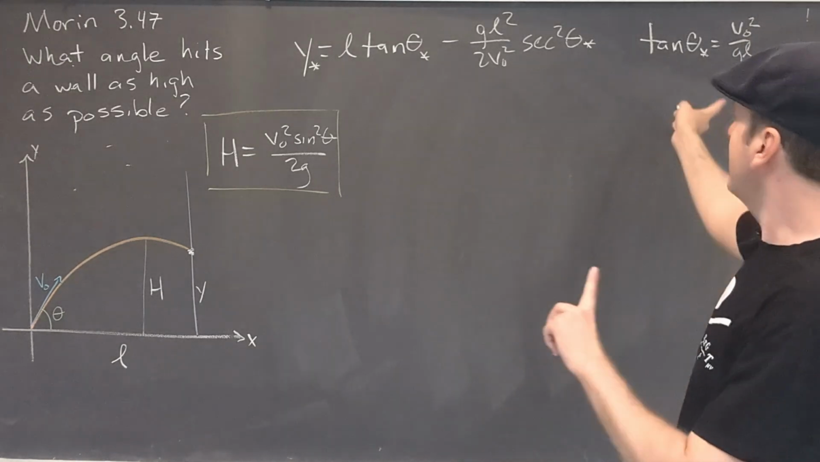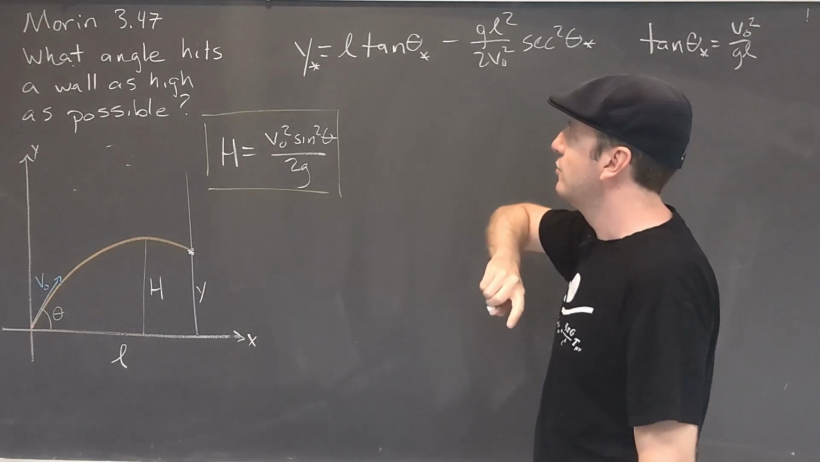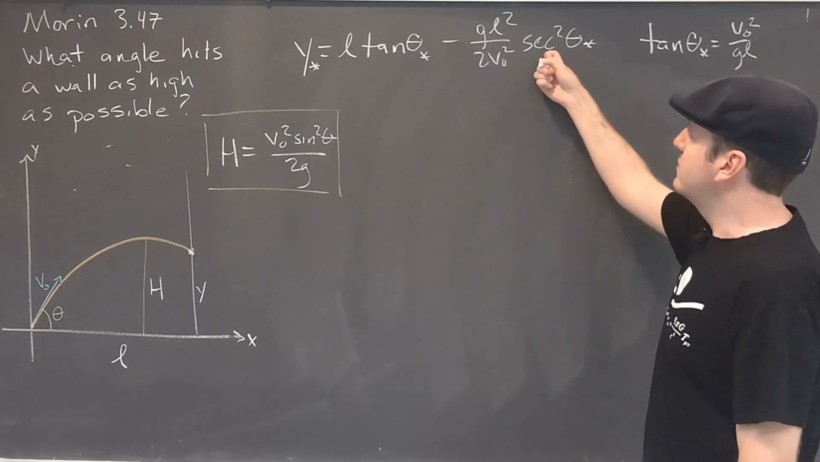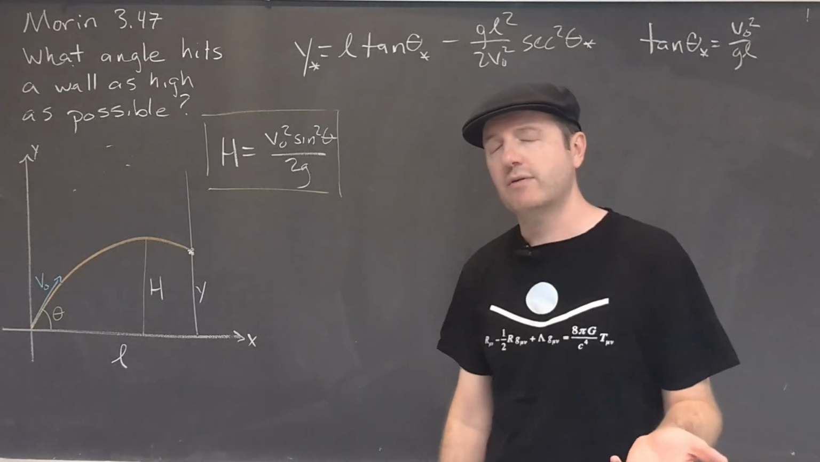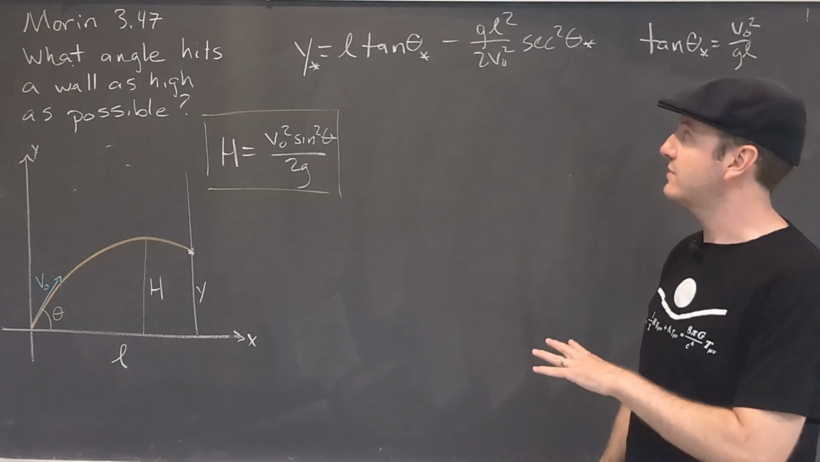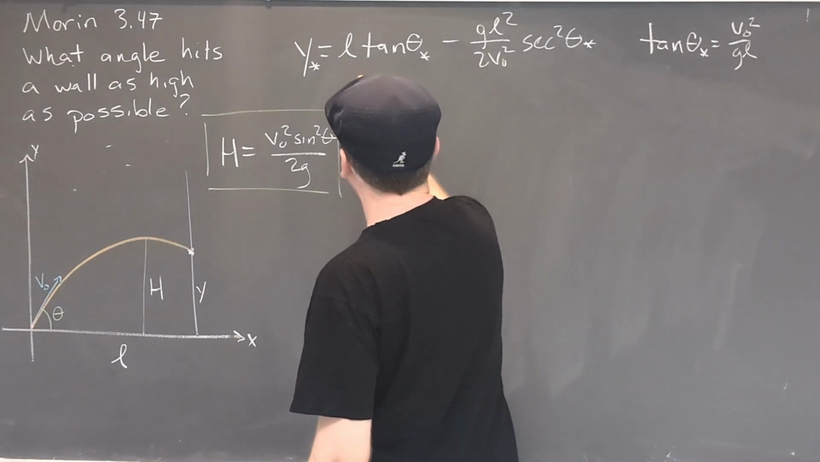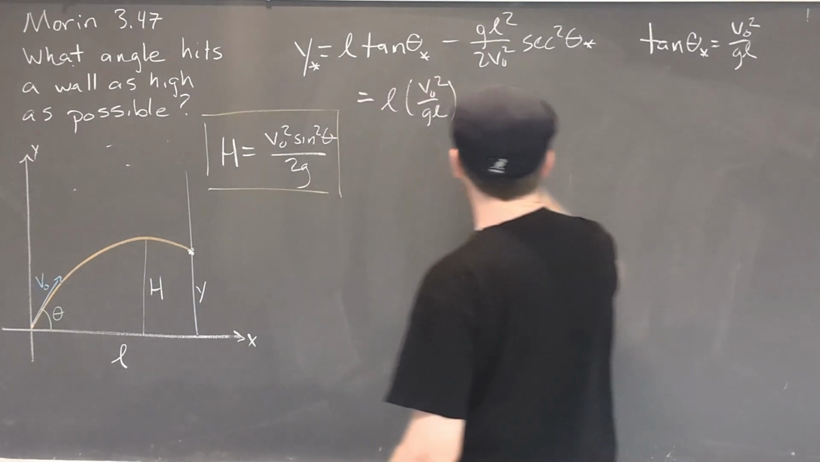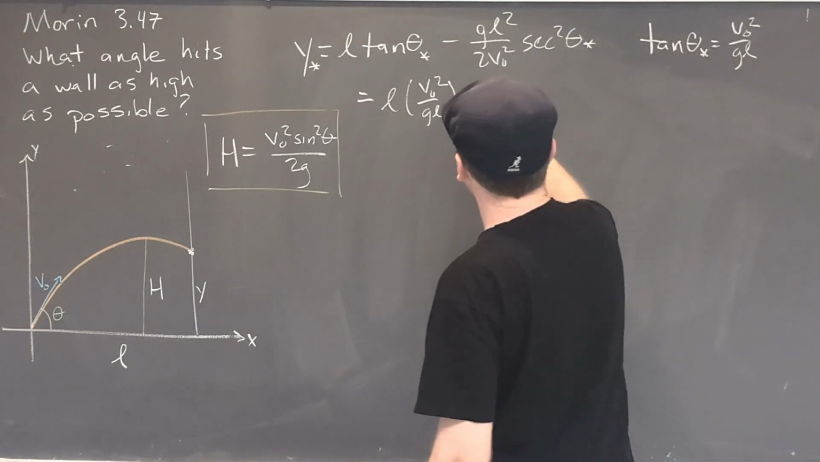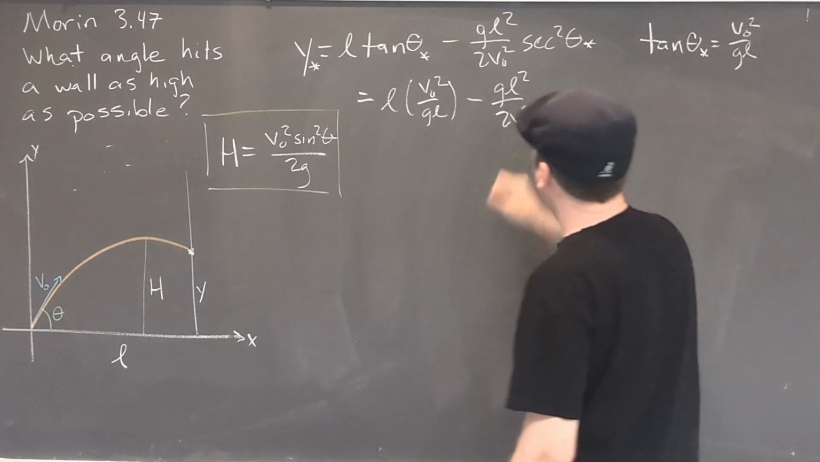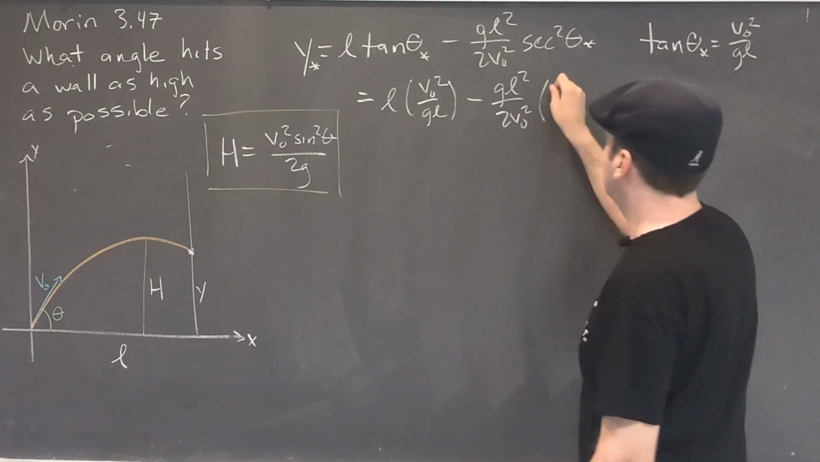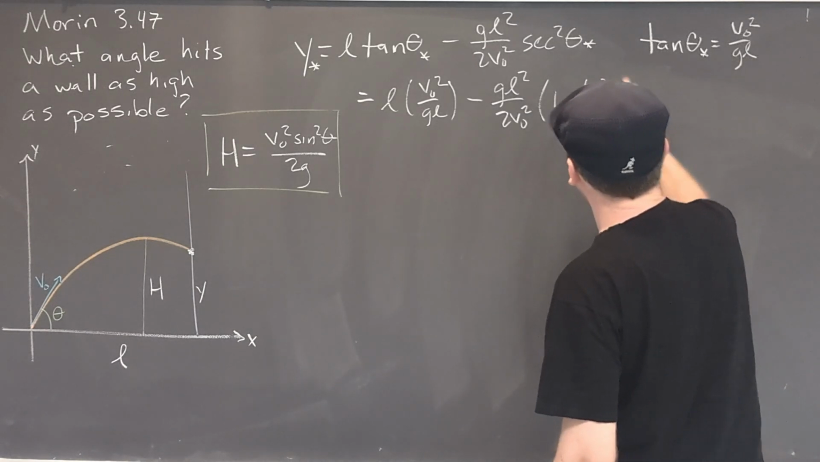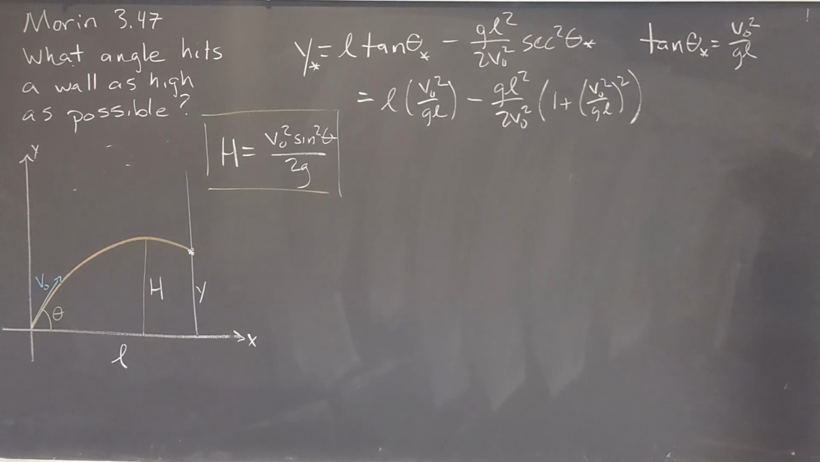Okay, so plugging in this tan theta star will give us something in terms of only the parameters of the problem. To do that for secant squared, let's not forget the Pythagorean identity that secant squared is 1 plus tan squared. So we can find that Y star is going to be L times V naught squared over GL, that comes from the direct substitution, minus GL squared over 2V naught squared. And then we've got our Pythagorean identity, 1 plus tangent squared. That'll be V naught squared over GL squared inside of there.